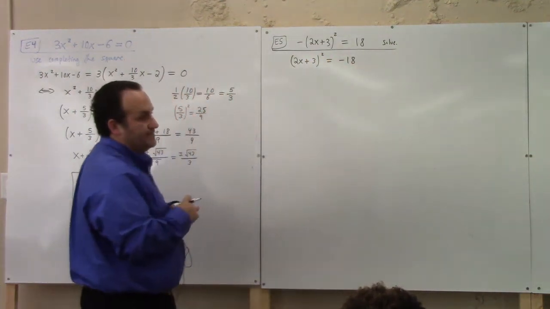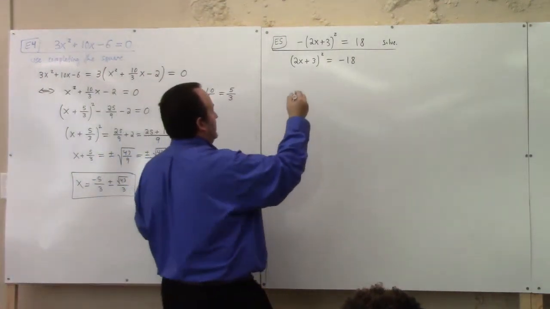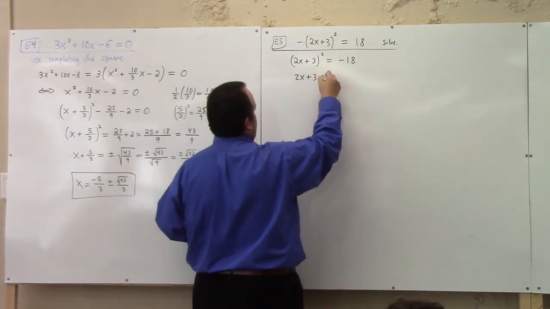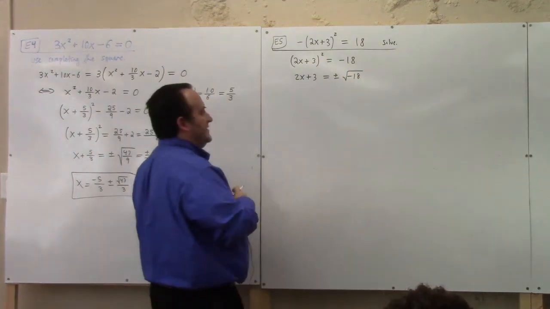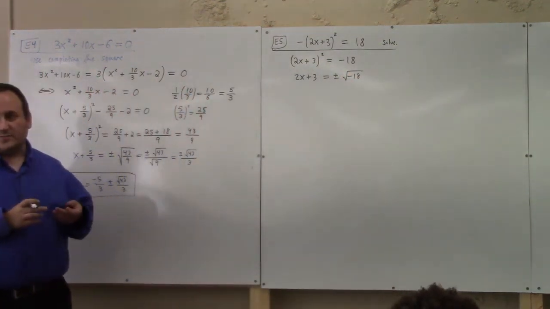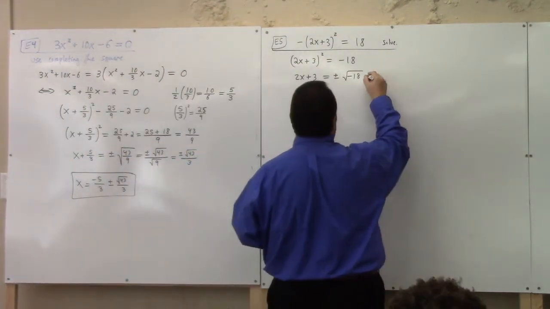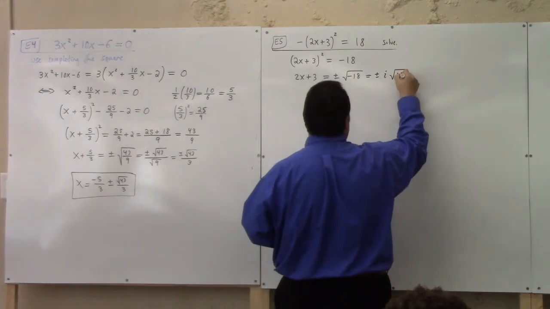And now I can use the square root. Take the square root of both sides. Remember, plus minus. 2x plus 3 is equal to plus or minus the square root of minus 18. Now, the square root of minus 18, well, that's a complex, an imaginary number, right? So this can actually be written as plus or minus i times the square root of 18.